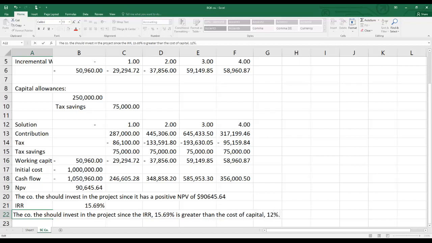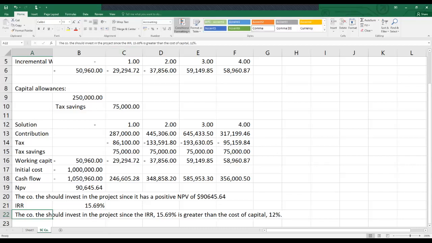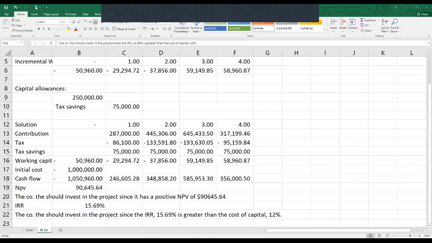But you need to justify, not just invest, but why do you invest? Since the IRR, 15.69%, is greater than the cost of capital, 12%. Clear? Sakina, is it clear? Yes, sir. Okay, so I think we can do another question so that in the afternoon we do something different.